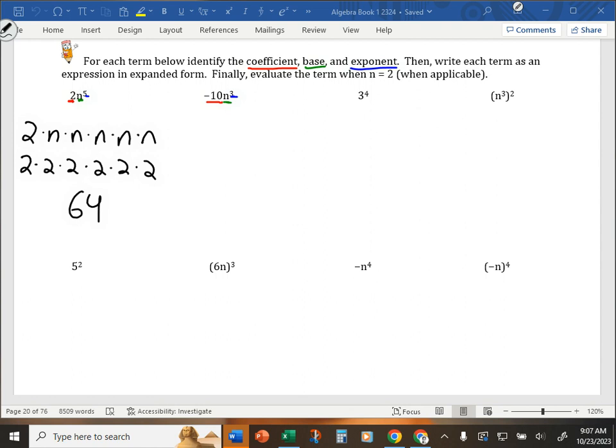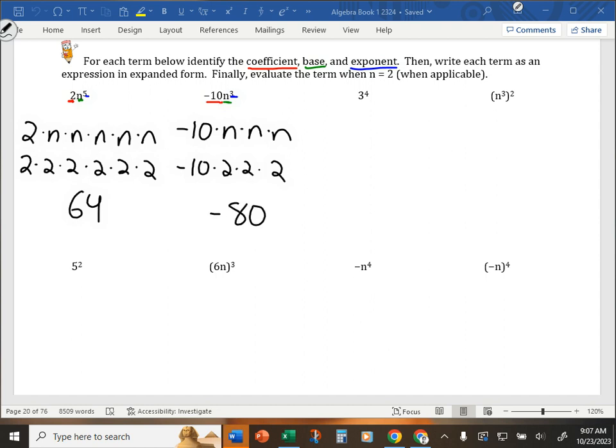And then in expanded form, what's this going to look like? Write it out for me, Aiden. Negative 10 times 2 times 2 times 2. So start out with negative 10 times n times n times n, right? But yes, then replacing that n with 2. Negative 10 times 2 times 2 times 2. So evaluate the term when n is 2. So we have those n's there. We're replacing it with 2. The first one may be kind of tricky because the coefficient was also 2, but yeah. And what is negative 10 times 2 times 2 times 2? Negative 80.